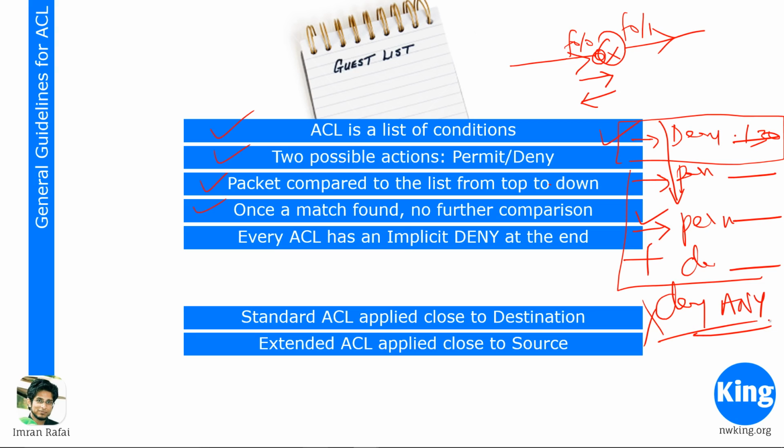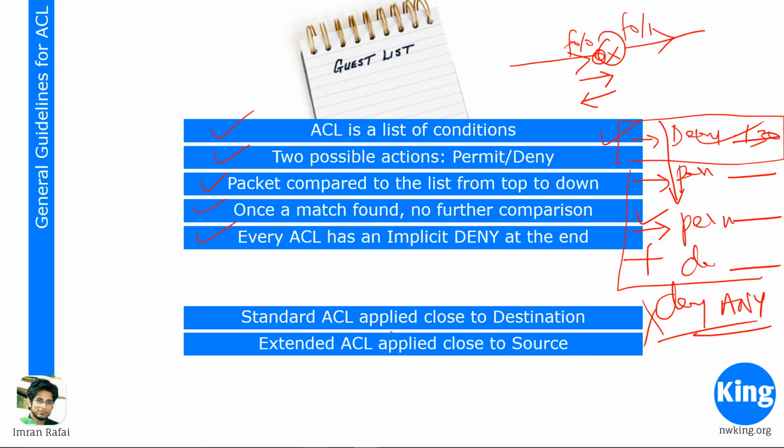So if your condition is that you have to deny only this but you have to allow all other traffic, you have to put another statement after this statement saying permit any. That means that everything other than this is going to be permitted, right? So that's another thing that we need to be careful about.